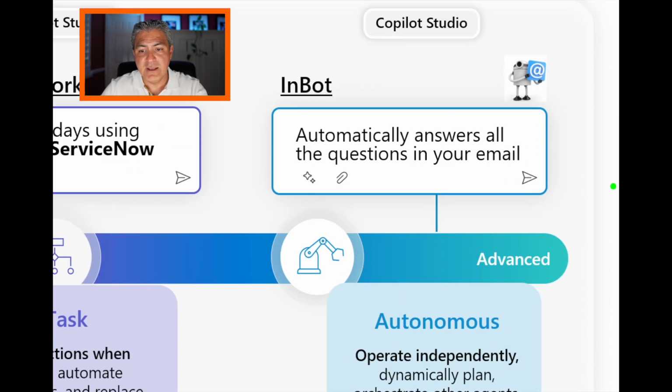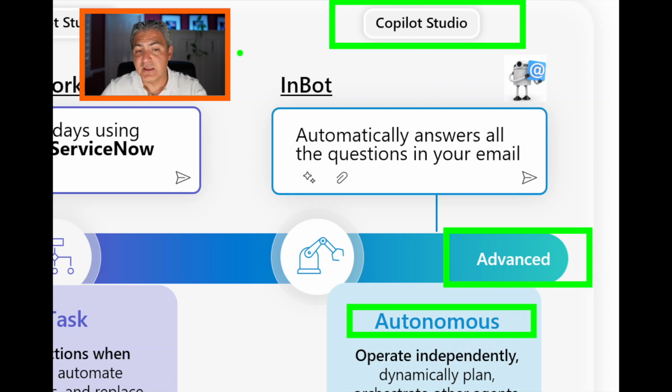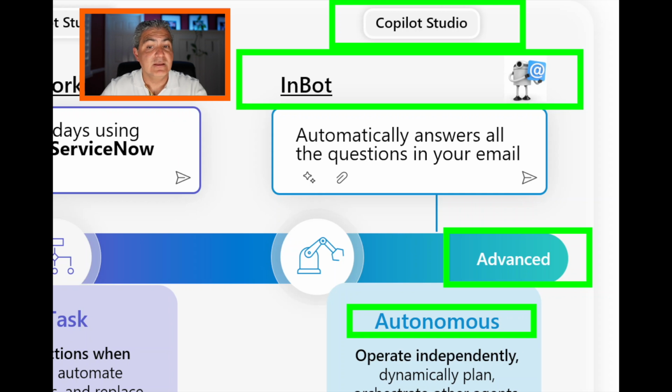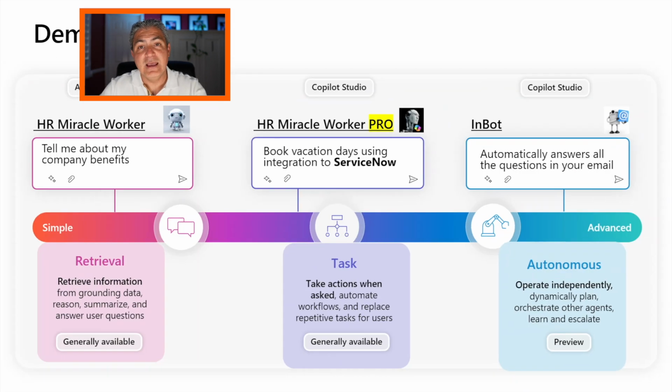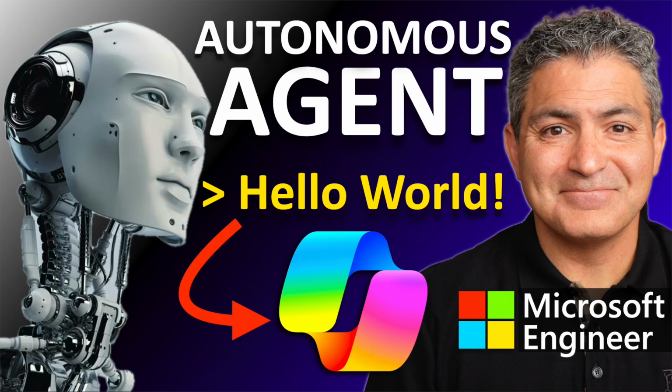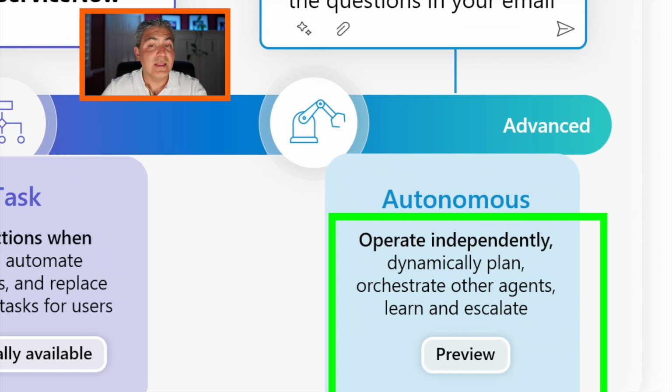Now, on the far right-hand side, we have the most advanced type of agents, which is an autonomous agent. And again, using Copilot Studio, I built an agent that I like to call the InBot. This little autonomous bot automatically answers all the questions that come into my email. So I never have to answer these questions anymore. It's super awesome. And I actually built this agent in a previous video step by step that you can check out as well. And so this agent is operating independently. And there are other types of agents that can orchestrate other agents. These are actually in preview at the moment.